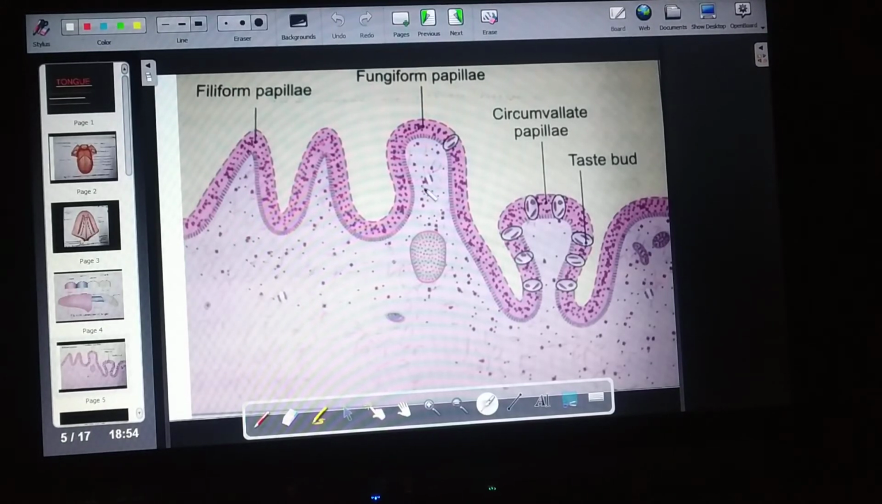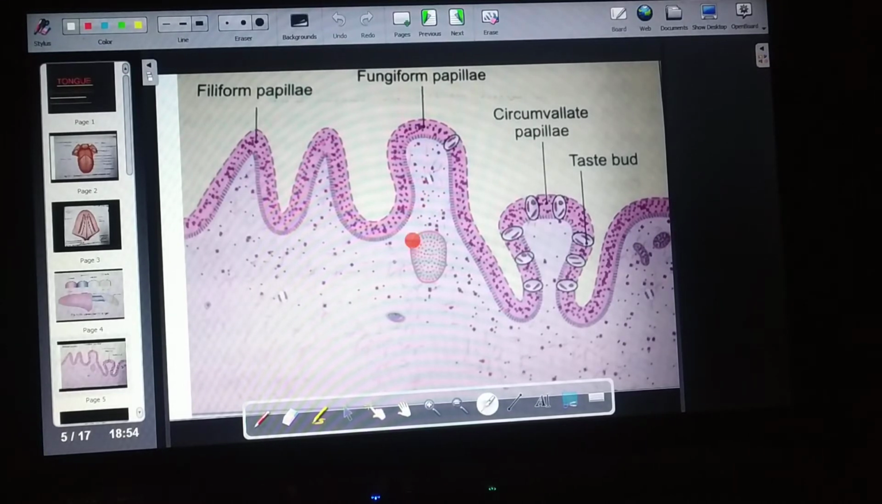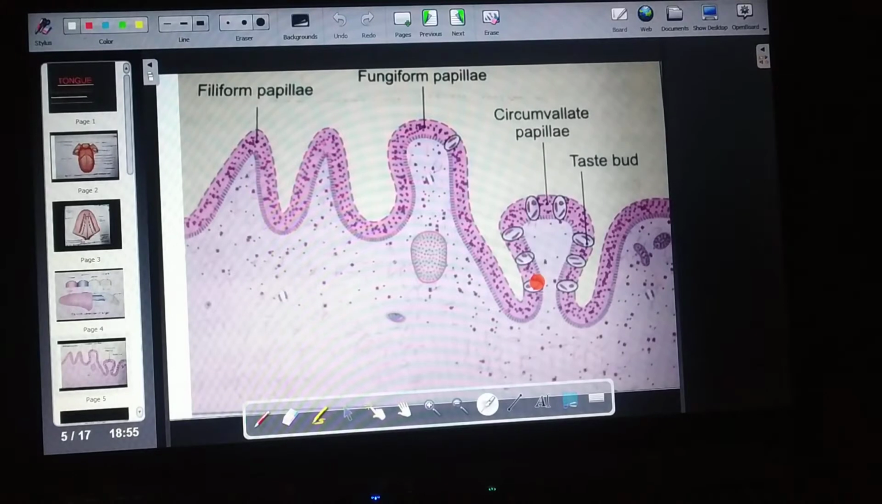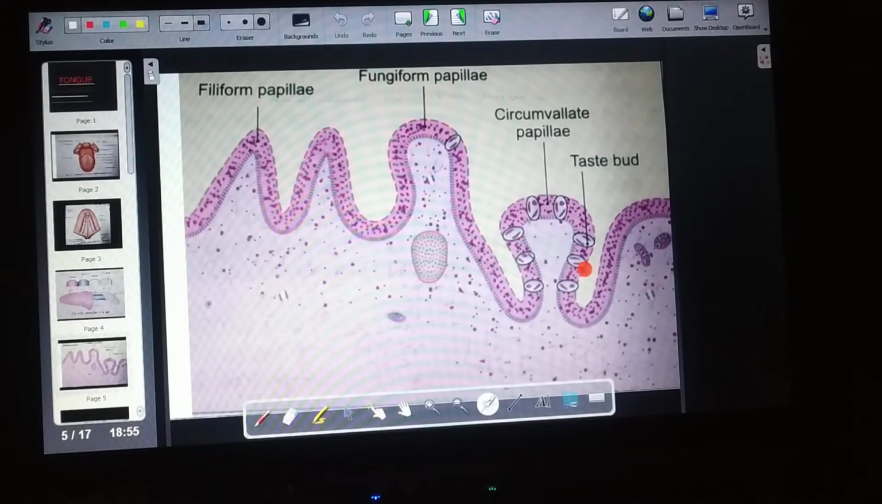Then we come to fungiform papillae. Fungiform papillae are also called mushroom-shaped papillae. They are less in number, and taste sensation is nominal in them. Maximum taste sensation is seen here, in the circumvallate papillae. These are few in number, 8 to 12, and there is maximum taste sensation present here, as well as the opening of the von Ebner gland. So if I talk about where the maximum taste sensation is present, it is the circumvallate papillae.